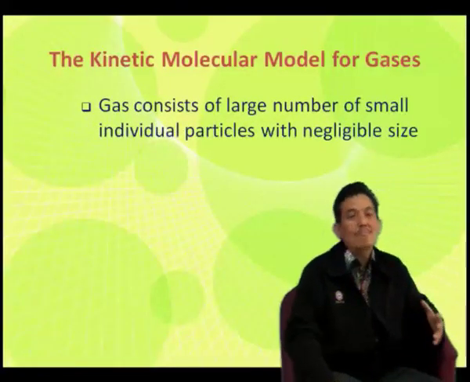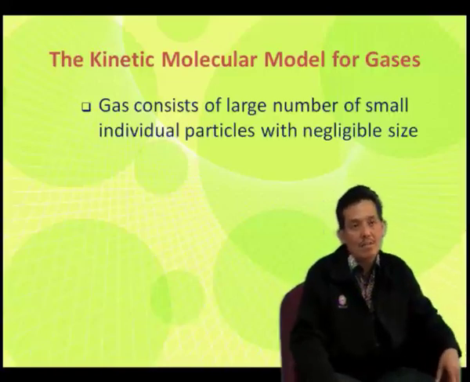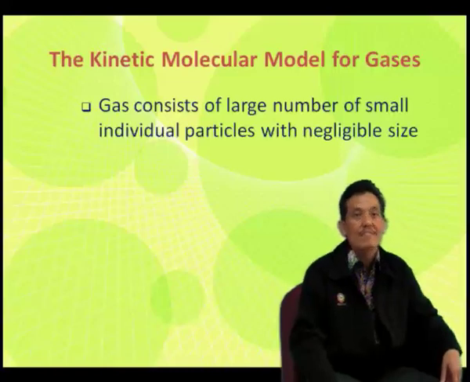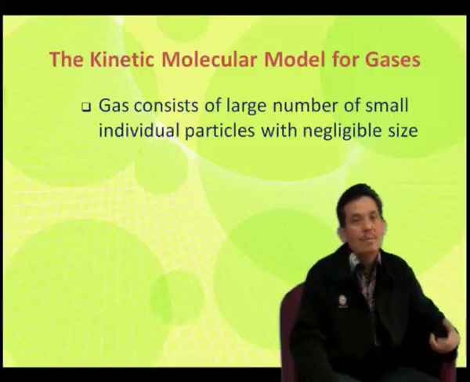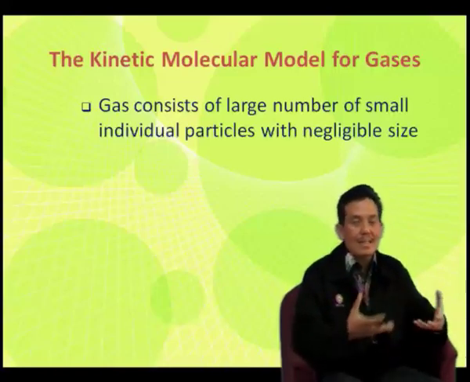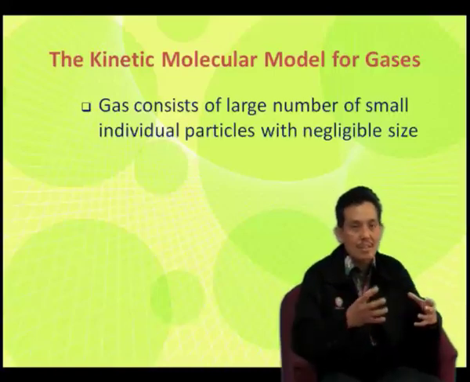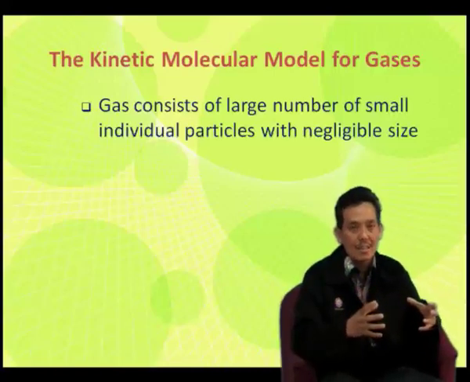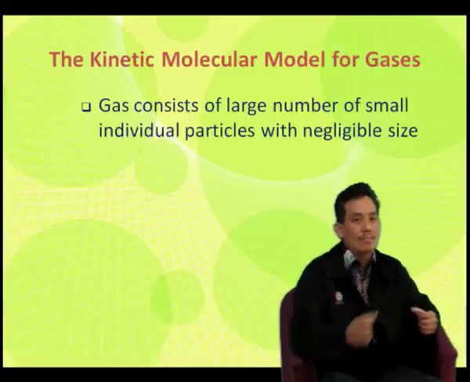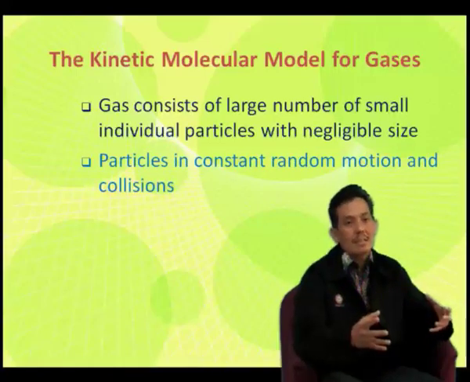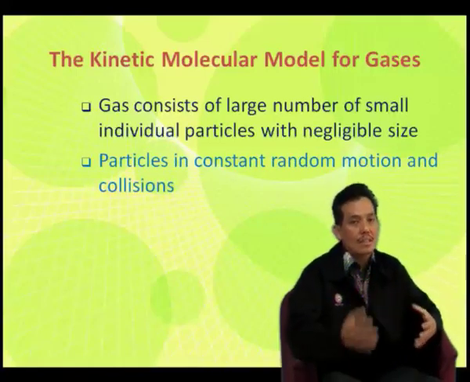So these are the assumptions when we learn about the kinetic theory of gas. First, gas consists of a large number of small individual particles with negligible size. So the size of the molecule, as I mentioned earlier, is very small, especially compared to the distance they travel because they move all the time. Secondly, the particles always move in random motion and they collide.